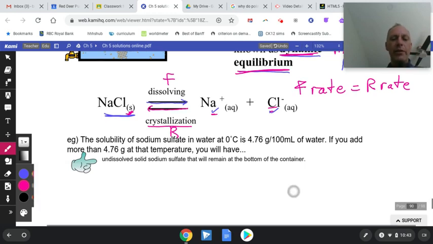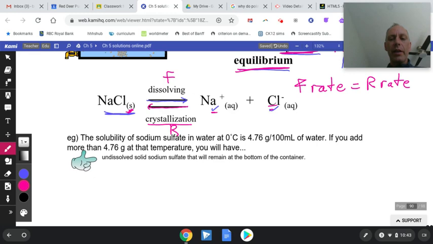Okay, a little question down here. The solubility of sodium sulfate at 0 degrees Celsius is 4.7 grams per 100 ml of water. If you add more than 4.76 grams at that temperature, you will have undissolved solid at the bottom because it is saturated.